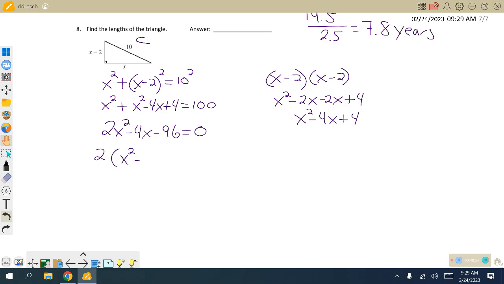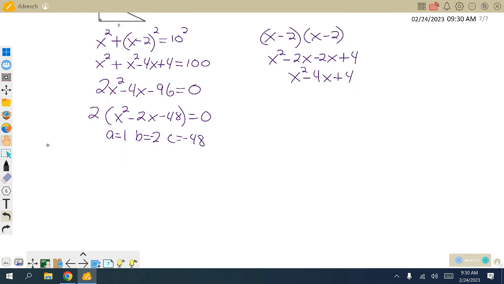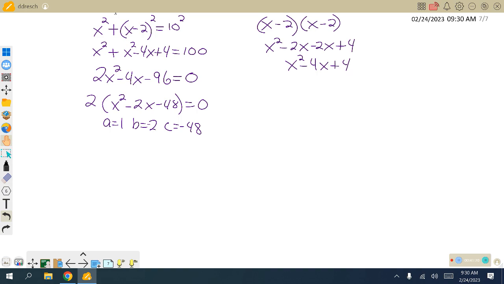X squared, take out that 2, and 96 divided by 2 is 48, and I would much rather deal with that. A is 1, B is negative 2, and C is negative 48. And at this time of the game, you guys have demonstrated that you can factor that. You're pretty good at factoring when A is 1. All right. Factors of 48 that give me a 2. 6 and 8. Finish it off for me. So that's the use of our factoring.